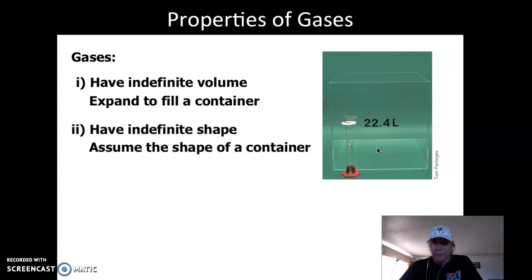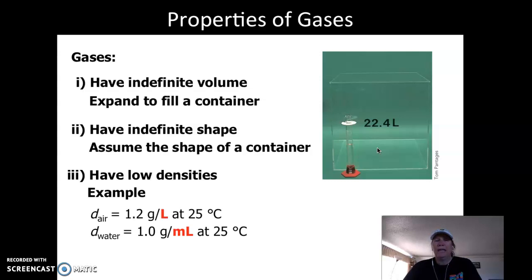They have an indefinite shape. Again, they take the shape of their container. Liquids do that, but they have a definite volume. Solids have a definite shape and a definite volume. And gases have very low densities.